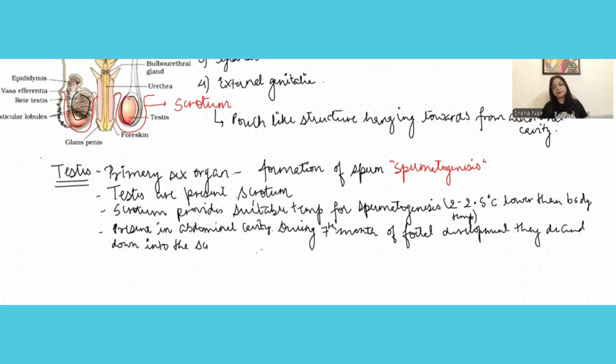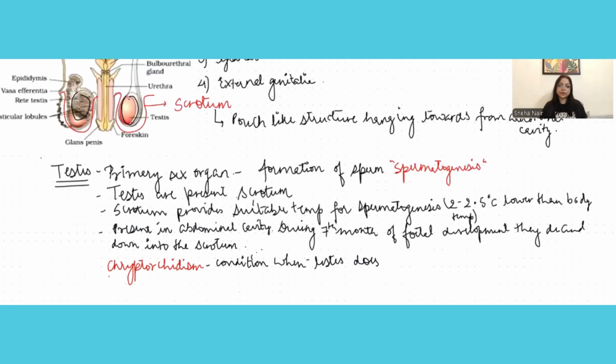And what will happen if these testes don't descend down into the scrotum? It will lead to a condition called cryptorchidism. So friends, what is cryptorchidism? It is a condition when the testes don't descend down into the scrotum.